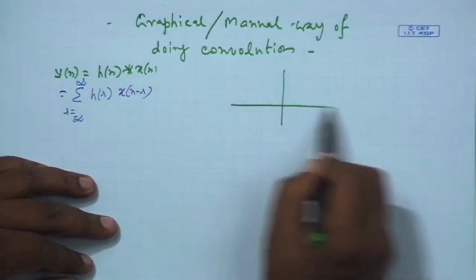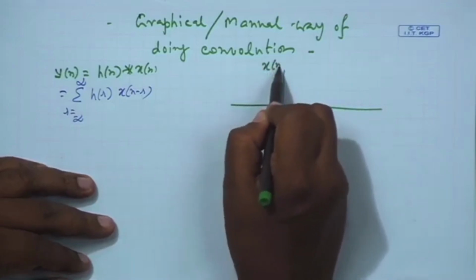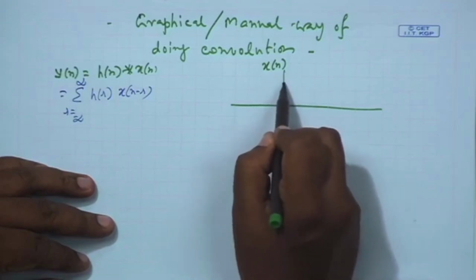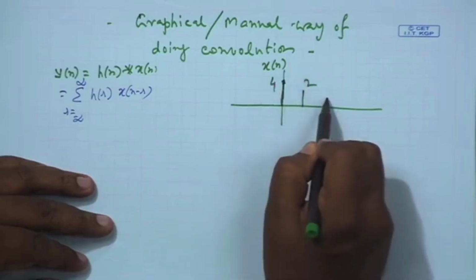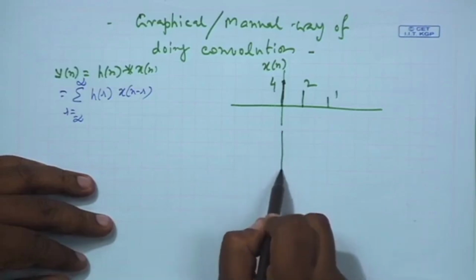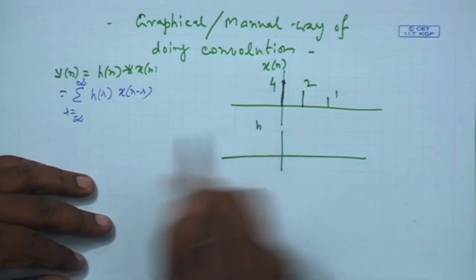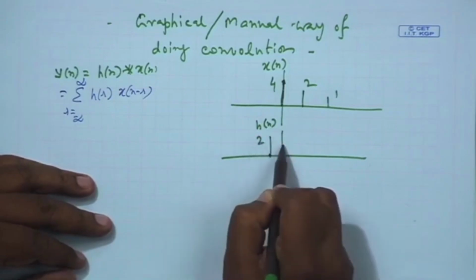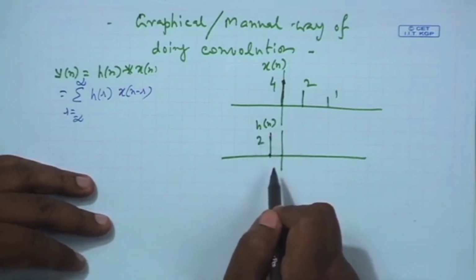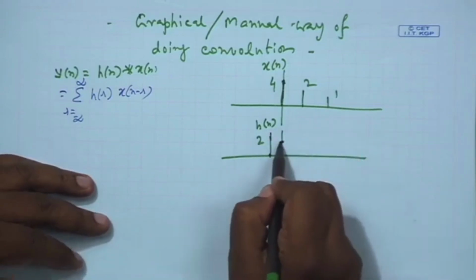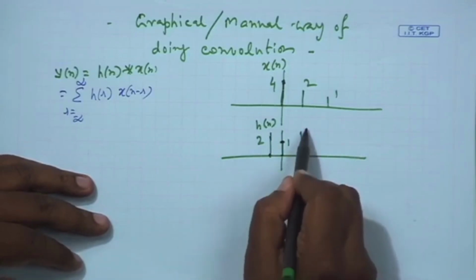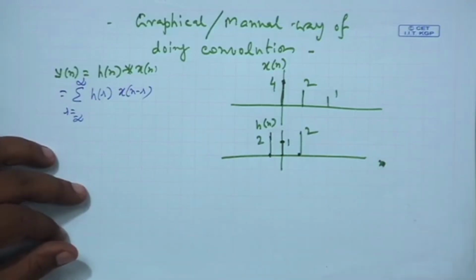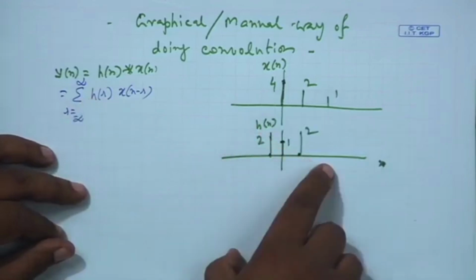Suppose you are given two sequences. x n is this: 4, 2, 1. And h is given as a non-causal sequence. At minus 1 it is 2, then at 0 it is 1, and at 1 again 2. You have to convolve them. To convolve them, the first thing is that I have got h r. So instead of writing h n, you write it as h r.